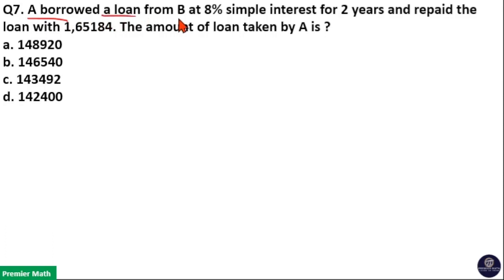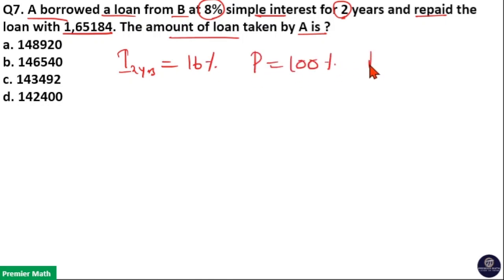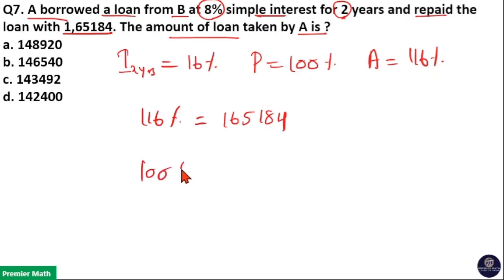A borrowed a loan from B at 8% simple interest for 2 years and repaid the loan with 1,65,184. Amount of loan taken by A is? Here, interest for 2 years is equal to 8% into 2, 16%. If I consider principal as 100%, then amount is equal to principal plus interest, that is 116%. If this 116% is equal to 1,65,184, here amount repaid is 1,65,184. Then principal 100% is equal to, here if 116 goes in this one, then there must be two zeros at the end of our answer.